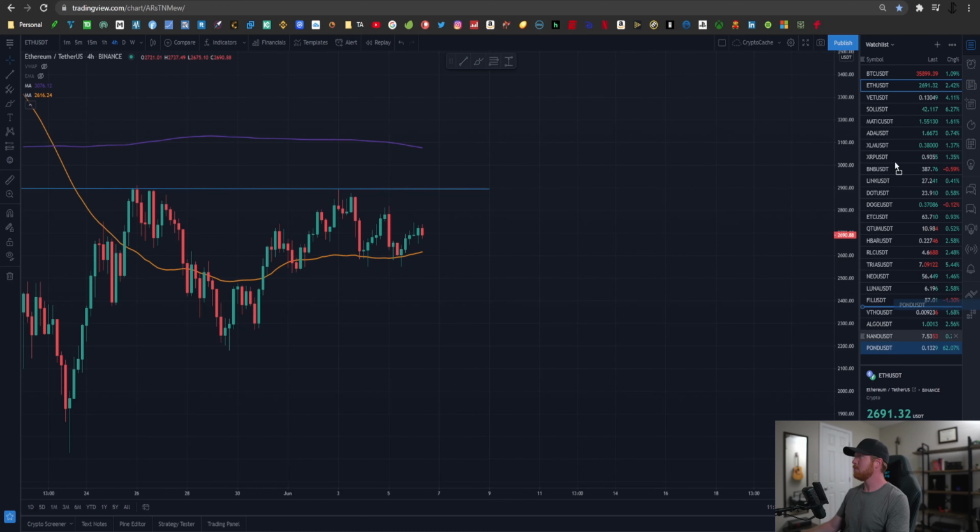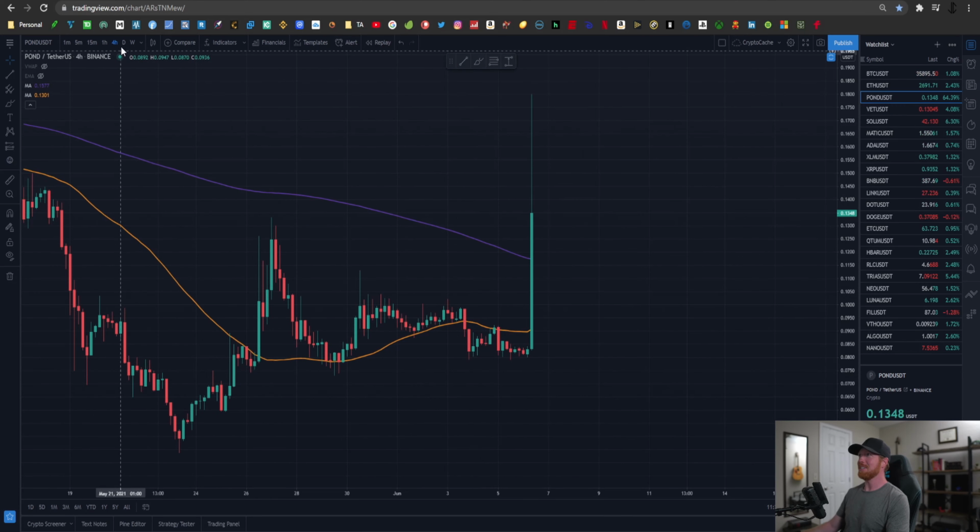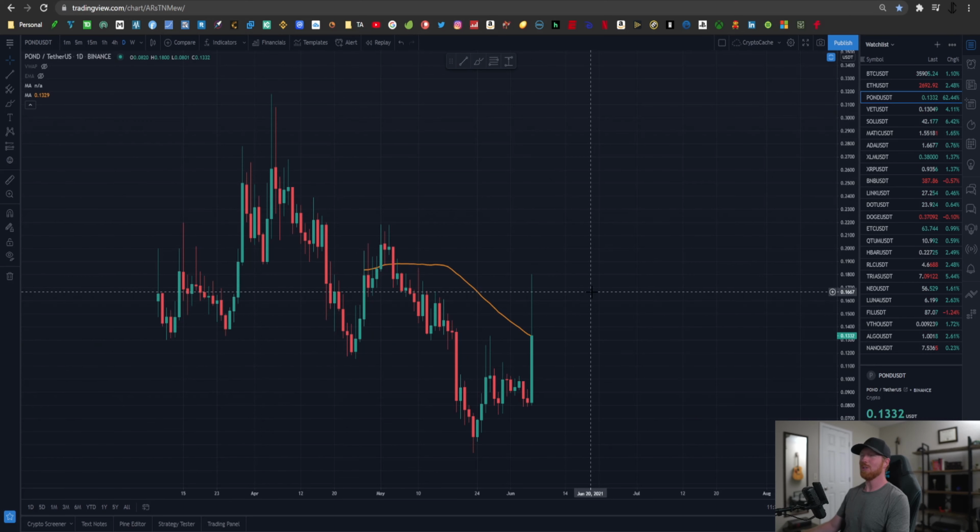Now let's take a look at Pond. This guy up here. And with Pond, what we're looking at is some pretty insane movement. So let's do one thing first. We always look at the one-day chart to get perspective on what's going on first, right? Any good trader will look at the big picture and work their way down.